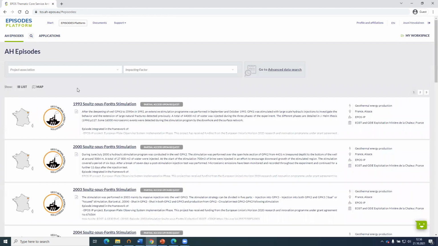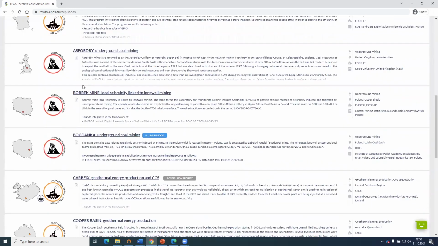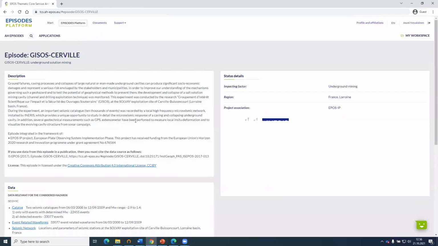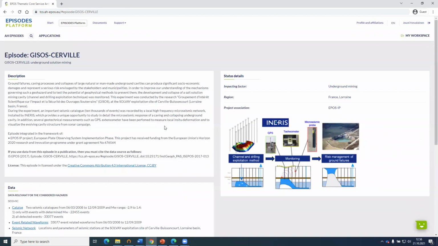We go to the episodes, and here is this Geo-Sérvile, what we talked about last time. This is the main page. And this was about the salt extraction, and then there are occurring voids, which can result in the collapsing or caving in this kind of a situation in France.